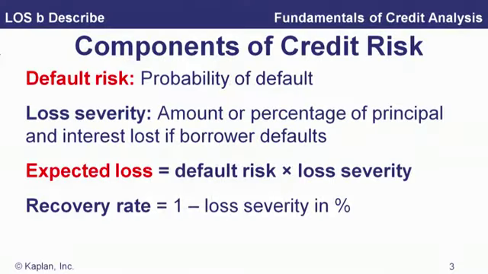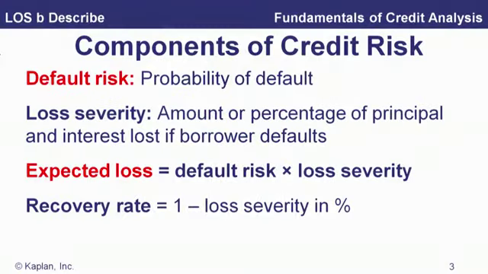So the expected loss we're going to define as the default risk, that's our probability, times the severity. So if it's a 40% loss severity with a 10% probability, then that expected loss is 4%. The recovery rate is 1 minus the loss severity in percentage. So if the loss severity is 45%, the recovery rate is 55%. So nothing very confusing there, but you do need to know these terms, and there'll probably be some questions on them.